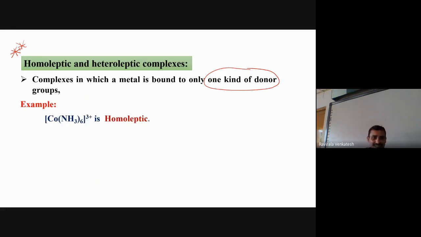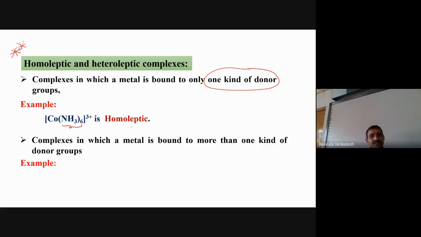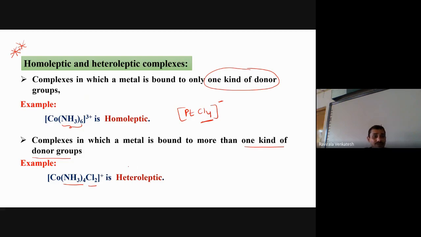Take one example. You see, the ligands are the same, homoleptic. Take platinum, just now you took PtCl4. This type of complex is definitely homoleptic because the ligands are the same. A complex in which the metal is bonded to more than one kind of donor groups, that means different types of ligands bonded here, is called heteroleptic. See, one is amine, the other is chlorine. Two or more different types of ligands come under heteroleptic.